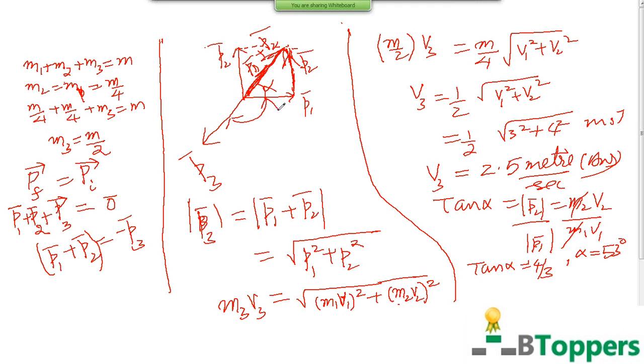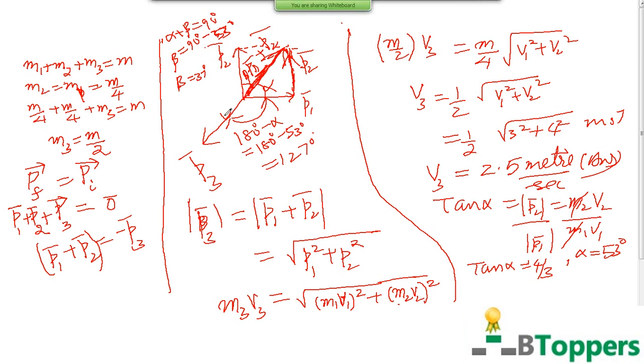So the angle between P1 bar and P3 bar will be equal to 180 degrees minus alpha. That is 180 degrees minus 53 degrees. That is 127 degrees. The same way, suppose beta is the angle the resultant of P1 bar and P2 bar makes with P2 bar. Then alpha plus beta you can write as 90 degrees. So you get beta equal to 90 minus alpha. That is 90 minus 53 degrees. Beta comes out to be 37 degrees.